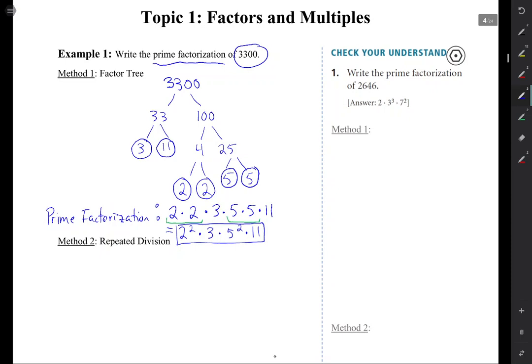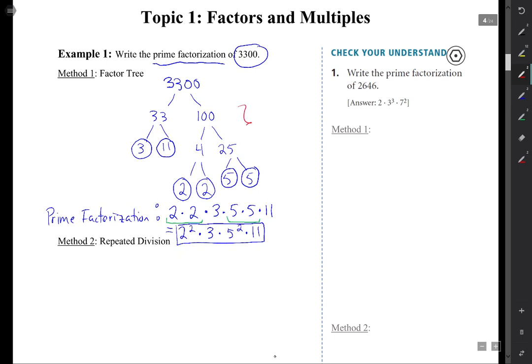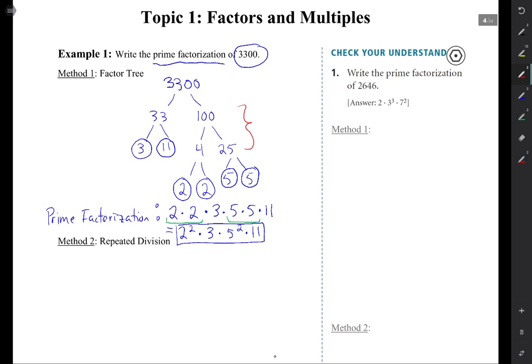One more thing to add about method one, if you decided to break up these numbers differently, so let's say you took the 100 and instead of breaking it up into 4 times 25, you did 10 times 10, you would still get the exact same prime factorization at the end. All of your numbers will be the exact same as mine. So there's really no way you could mess this up.